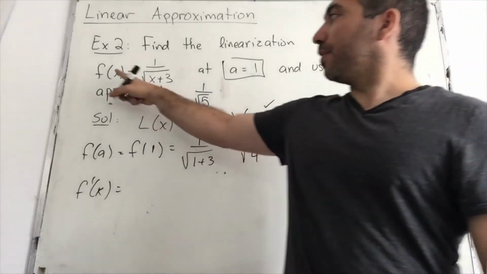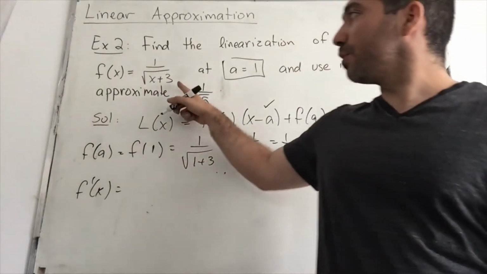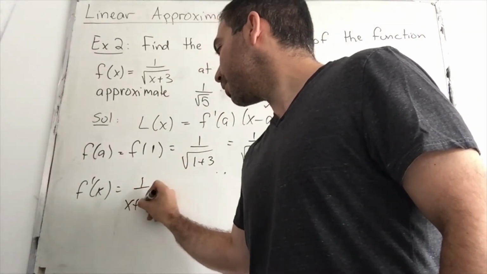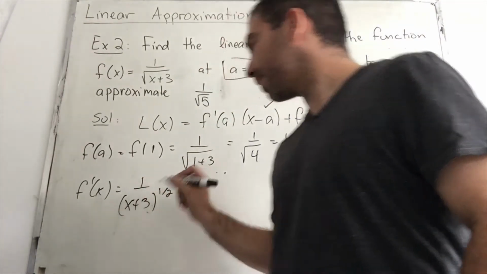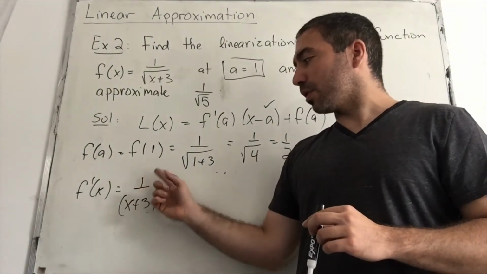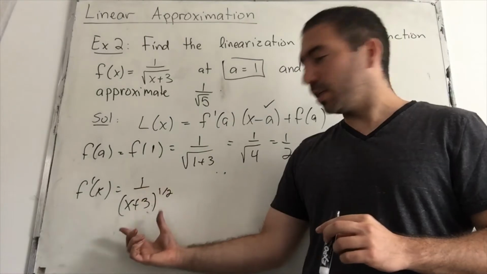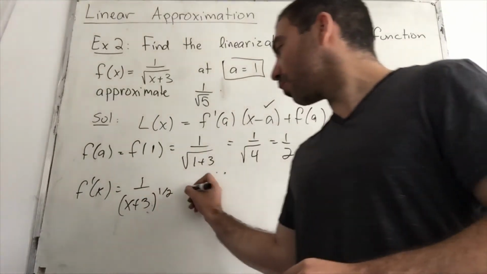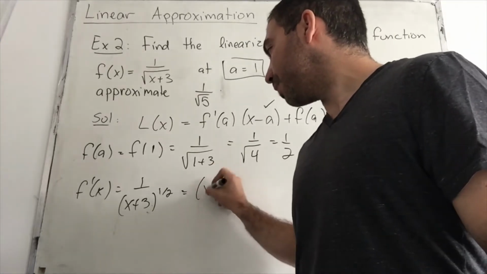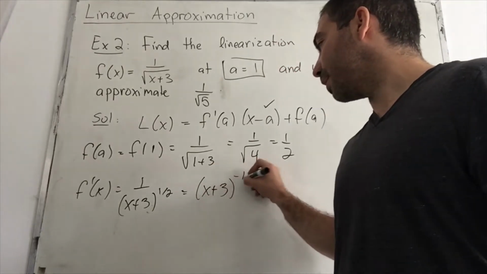So we're going to take the derivative of f of x. The first thing we're going to do is rewrite it as 1 over (x plus 3) to the exponent 1/2. So I'm getting rid of the square root. Next, I don't want to use the quotient rule because we have a division here, so I'm going to bring this up. If you want to use the quotient rule, that's fine. I'm going to bring it up and rewrite it as (x plus 3) to the negative 1/2.